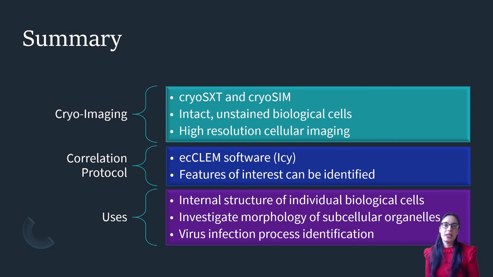We've shown an easy-to-use protocol for correlating these two datasets using the open-source EC-CLEM software, and we've also given suggestions to take into account during the experimental process, which will help with easier correlation. And we've demonstrated how this correlative workflow can be useful for studying virus transport in cells and identifying cellular organelles, and it can have many other applications.